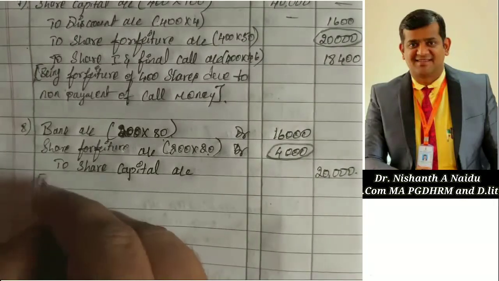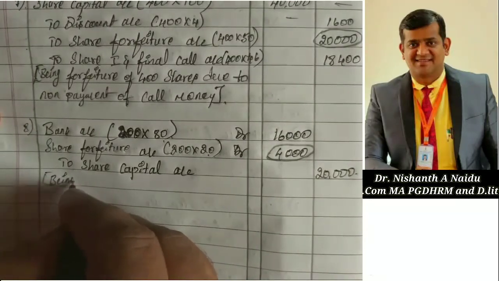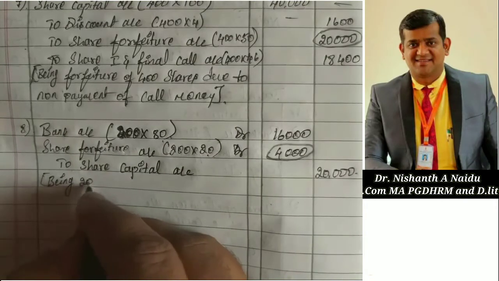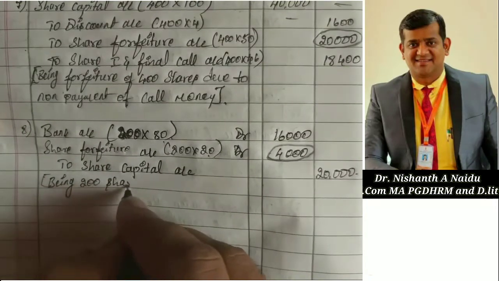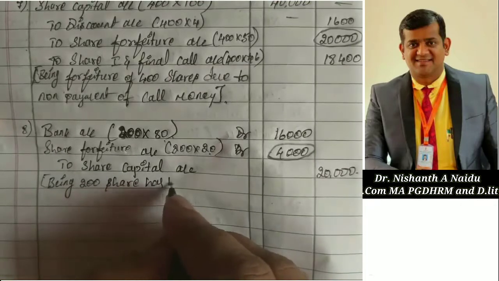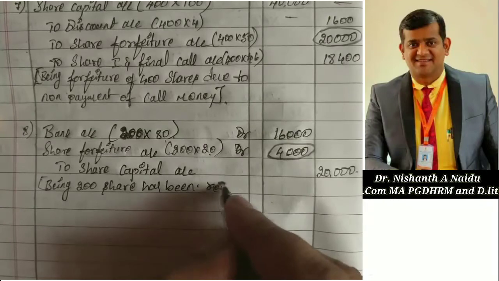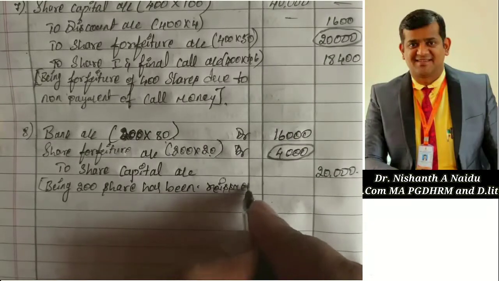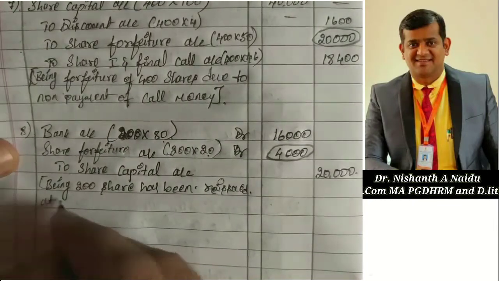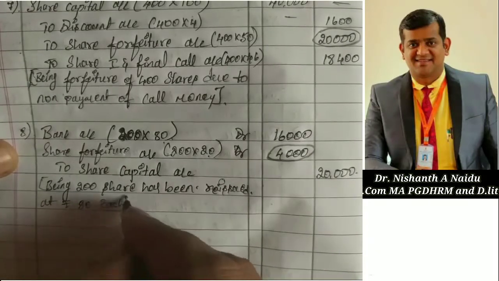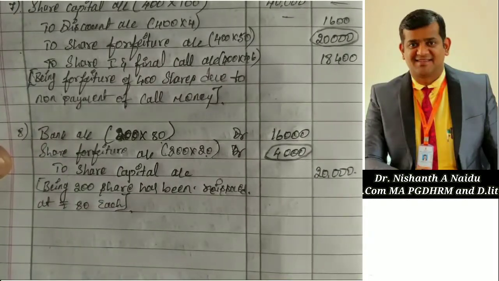So now write the narration, that is, being 200 shares has been reissued at rupees 80 each. So we are done with the 8th entry.